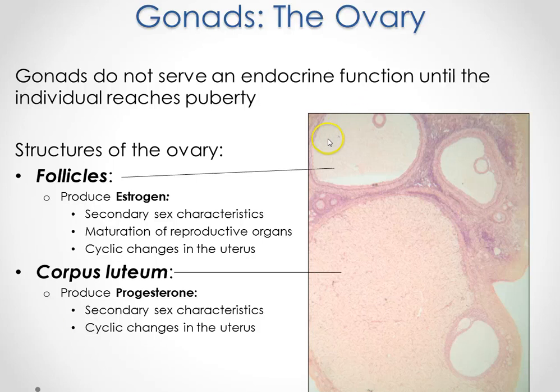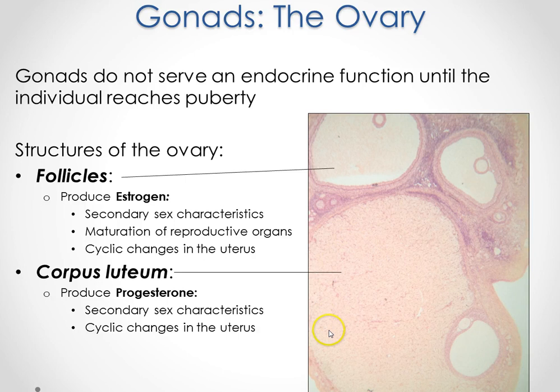The first structure that I want you to notice are these large circles with the white lumen in the middle. These are called follicles. Inside of the follicle is where the egg is developing. The follicles are going to produce estrogen once that female hits puberty. Estrogen is going to play into the secondary sex characteristics. It's also going to be involved with the maturation of the reproductive organs and the maturation of the eggs. It's also going to deal with the cyclic changes that you see in the uterus.